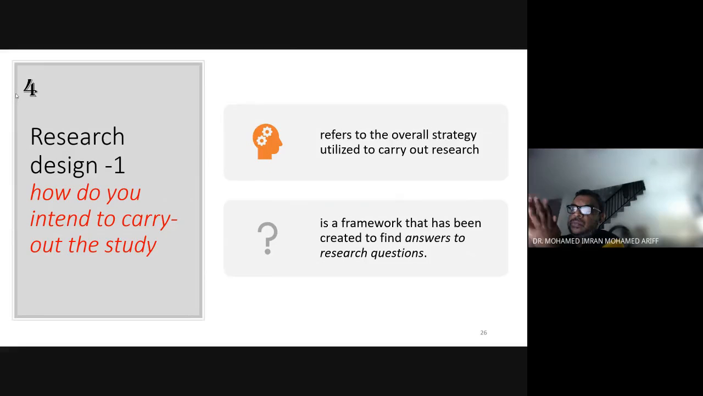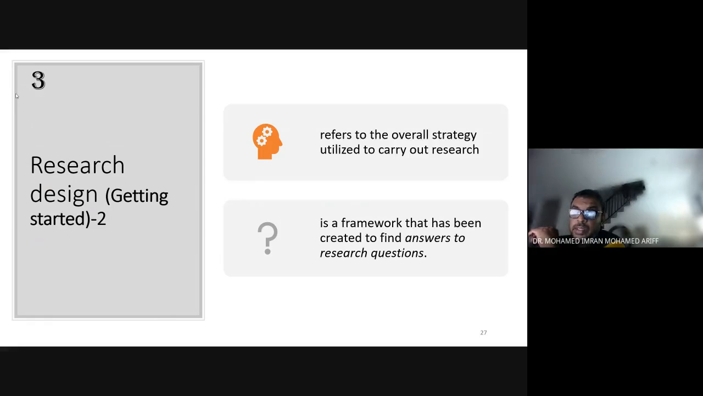Next, we are looking at the research design. How do you intend to carry out your study? Macam mana you nak buat your study? How you want to carry out your study refers to the overall strategy, a framework that has been created to find answers to your question. This is also the same, sama dia macam tadi.